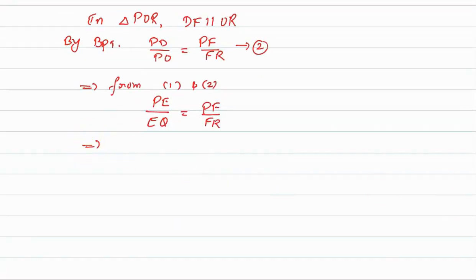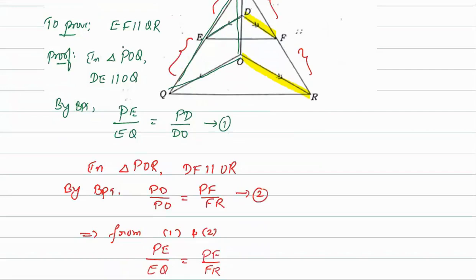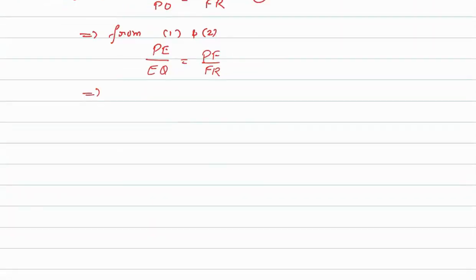Observe here, PE by EQ is equal to PF by FR. That means the sides of the triangle PQ and PR are divided in the same ratio. Which line is dividing those two sides? EF. If any line divides any two sides in the same ratio, then what will that line be?